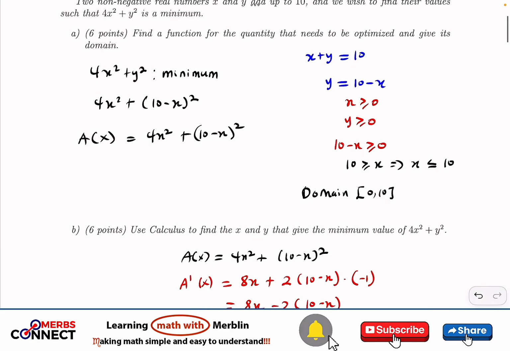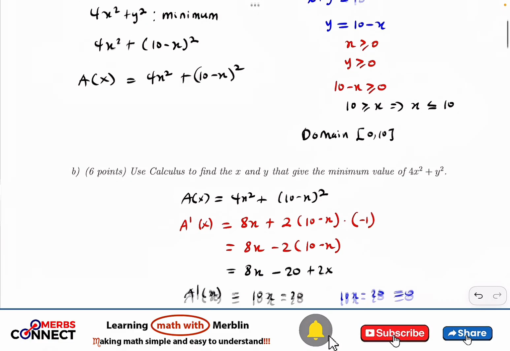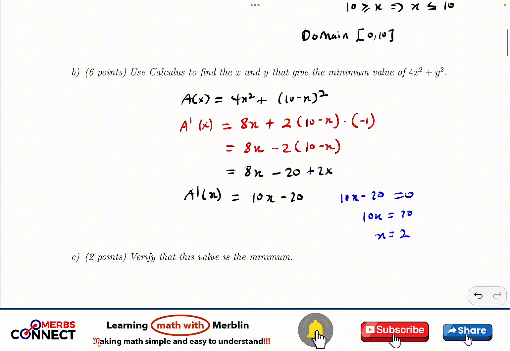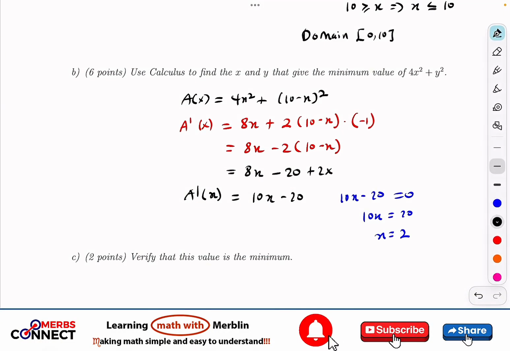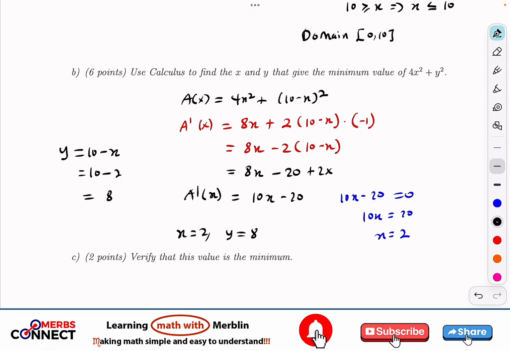So now I have my x, I need y. From A, we have y equal to 10 minus x. Now x is 2, so my y will be 8. So now we have x equal to 2 and y equal to 8. That's basically what we need from B.